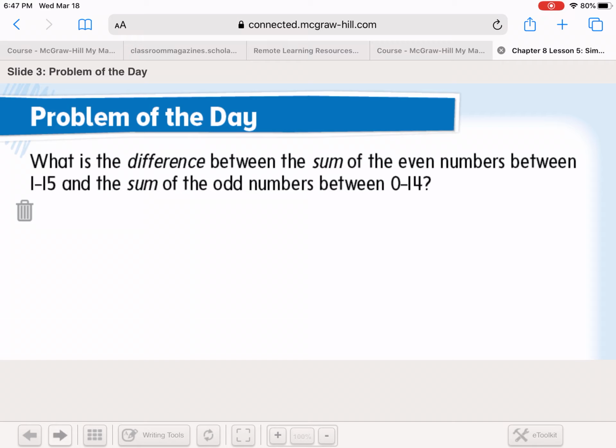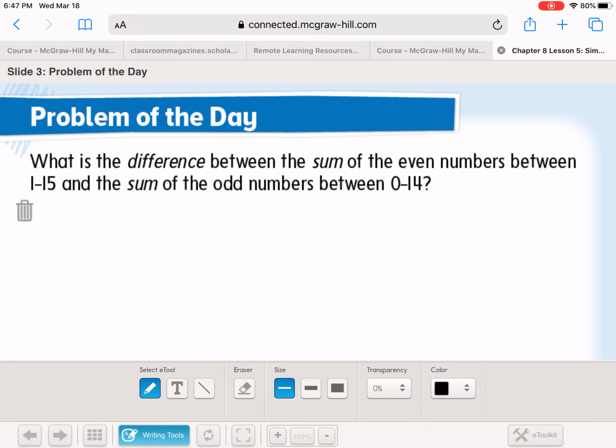All right, timer's up. So what do you think? What'd you come up with? Did you do it wrong like I did? Because I did it way wrong. Okay, what's the difference between the sum of the even numbers between 1 to 15 and the sum of the odd numbers, 0 to 14?